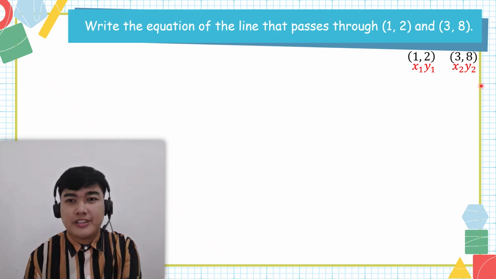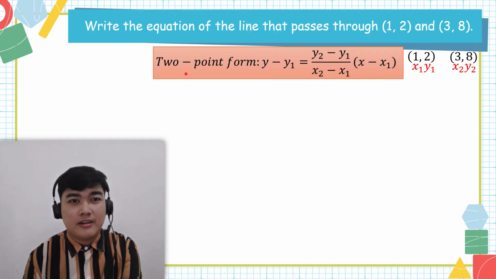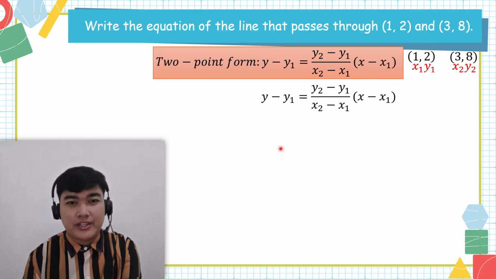If 2 points are given, to get the equation of the line, we can use the formula of the 2-point form. y minus y sub 1 equals y sub 2 minus y sub 1 over x sub 2 minus x sub 1 times the quantity x minus x sub 1. To find the equation of the line, we can just substitute the values of x sub 1, y sub 1, x sub 2, y sub 2 in our formula.